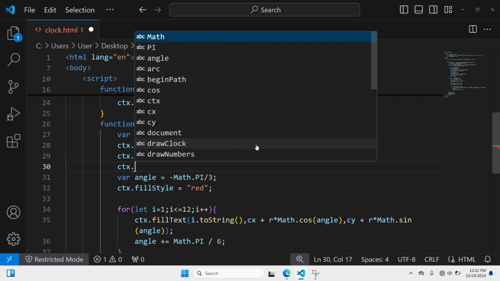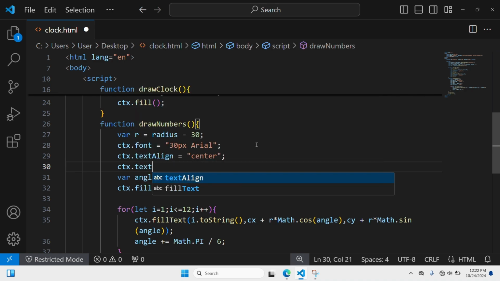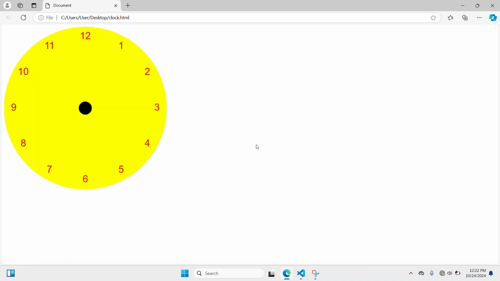Similarly, ctx.textBaseline equal to middle. Now let's save it and let's refresh our page. Now you can see the numbers are at the center and they are looking good. Now let's come back to our HTML file.